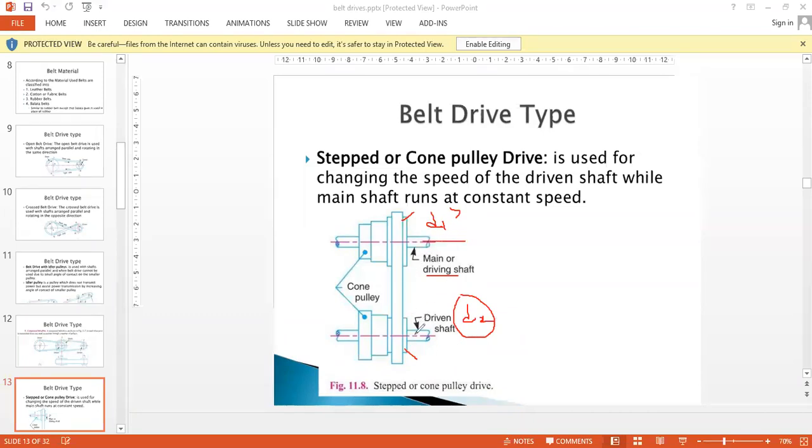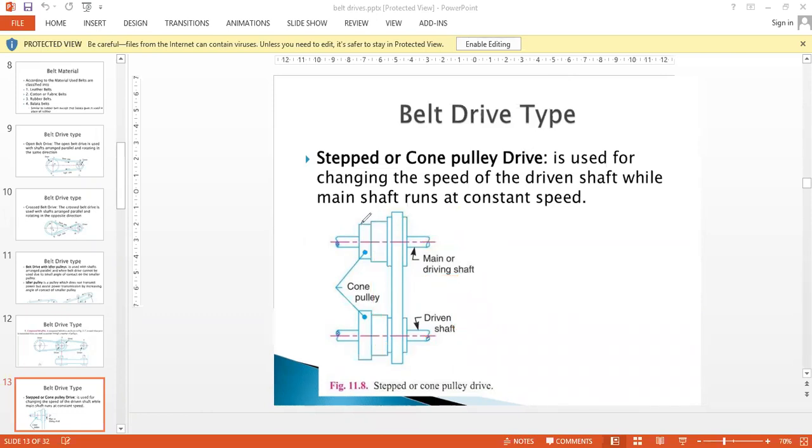If this is going to make one rotation, then this will make more than one rotation since the diameter is smaller than D1. Now when we put the same belt, the length of the belt is going to be the same. Let us assume both the diameters are equal, of the same unit, same number. If this causes one rotation, then the driven shaft is also going to make the same number of rotations. There's no change. Now let us go to the third one.